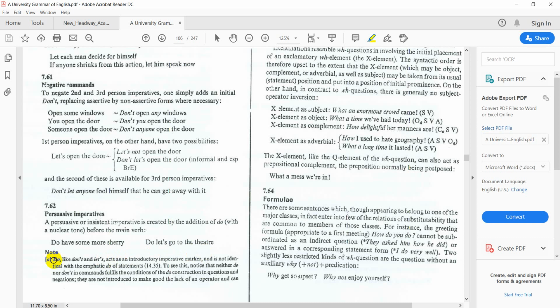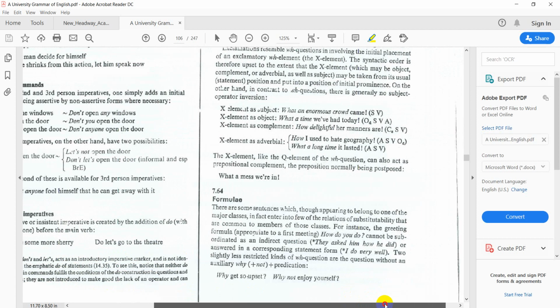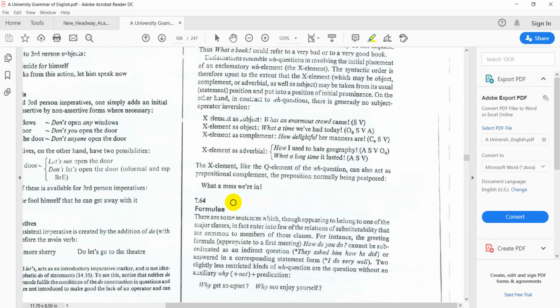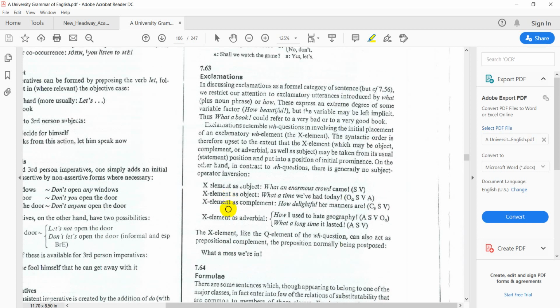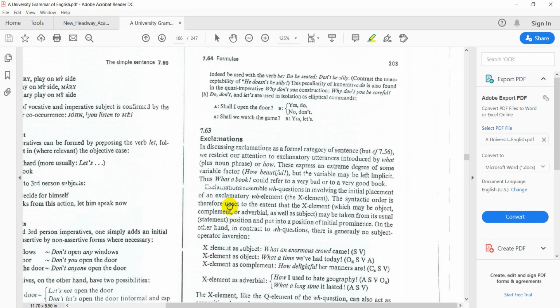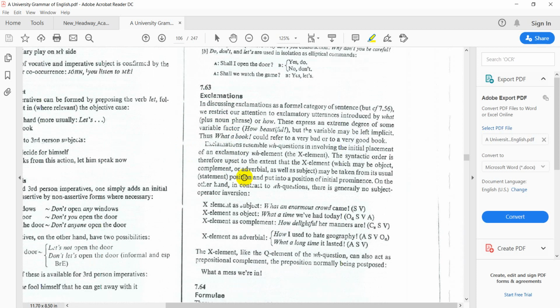Okay. Now I want you to read this note about do, like don't. Please read it. It is very important. And see the example here. This is a home duty. Now, we are reaching the exclamation.